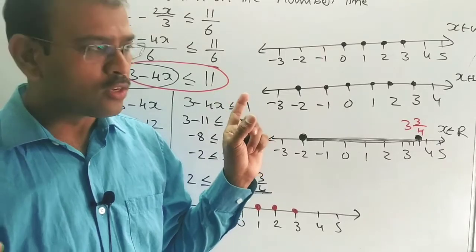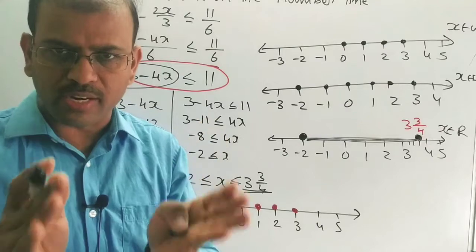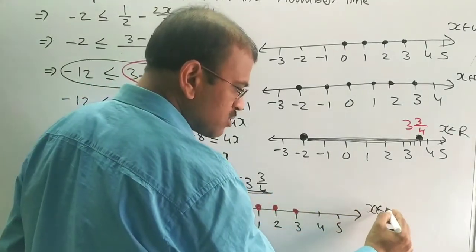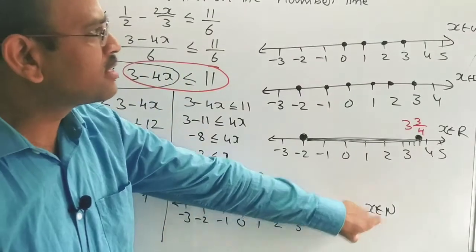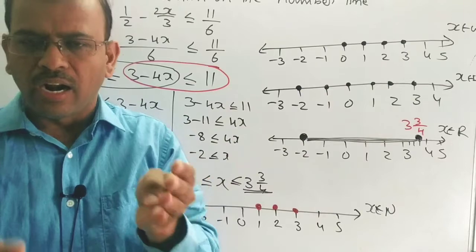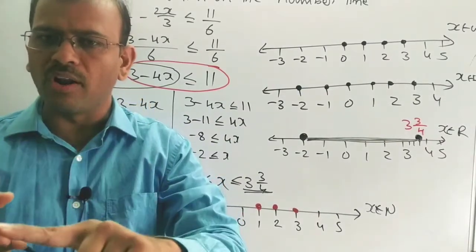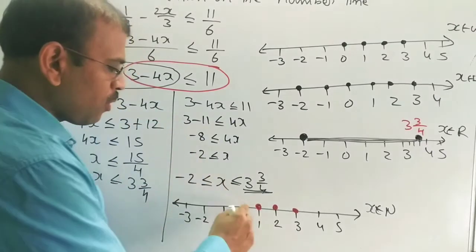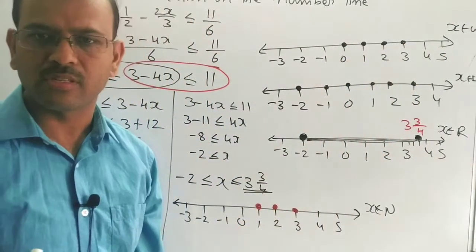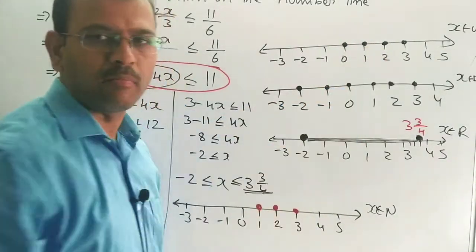Is it clear? That is the reason I have chosen this question to explain it. Now listen carefully. What do you notice here? Here x belongs to natural numbers, x belongs to whole numbers, x belongs to integers. Whenever you see natural numbers, whole numbers, integers, you plot the particular numbers dot by dot. I hope you understood. Dot by dot we plotted the particular numbers.